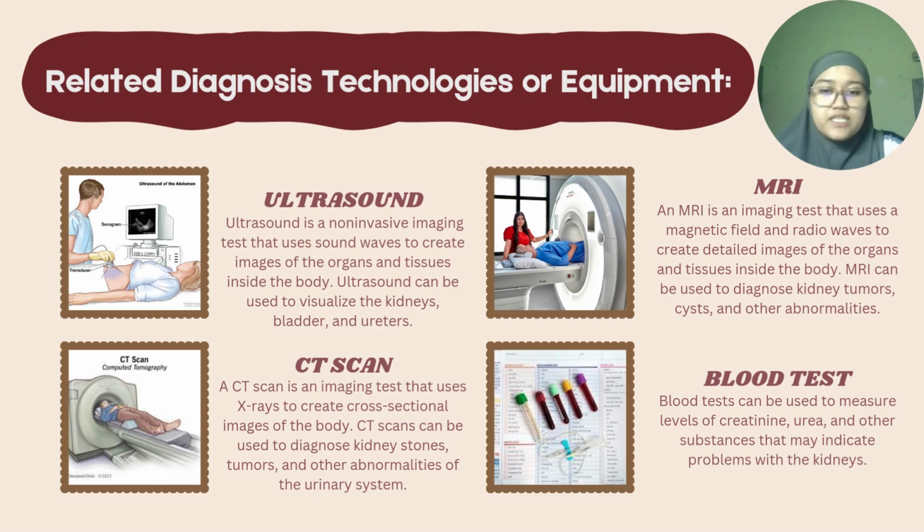Next is CT scan. A CT scan is an imaging test that uses X-rays to create cross-sectional images of the body. CT scan can be used to diagnose kidney stones, tumors, and other abnormalities of the urinary system. Moving on is the MRI. An MRI is an imaging test that uses a magnetic field and radio wave to create detailed images of the organs and tissues inside the body. MRI can be used to diagnose kidney tumors, cysts, and other abnormalities.